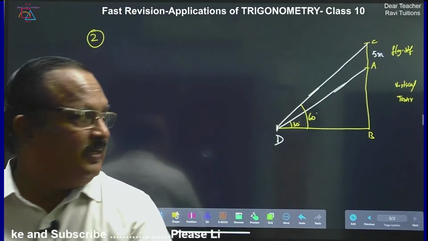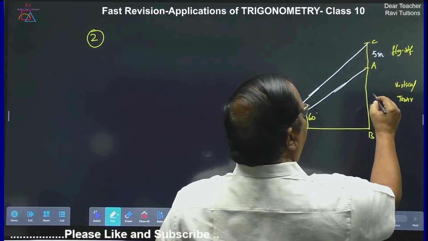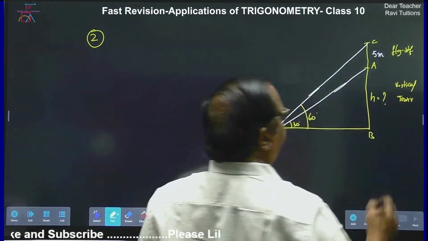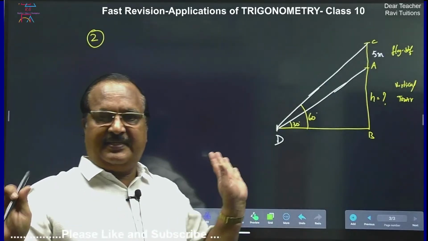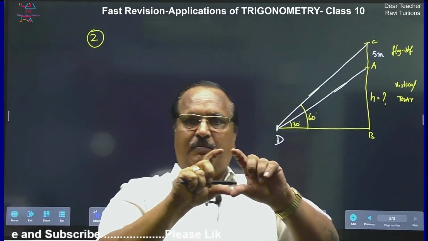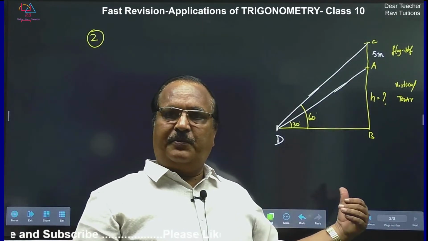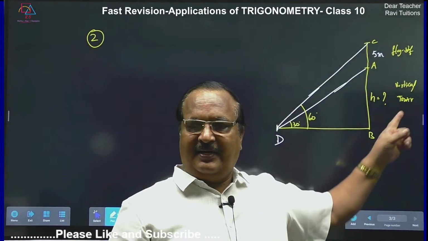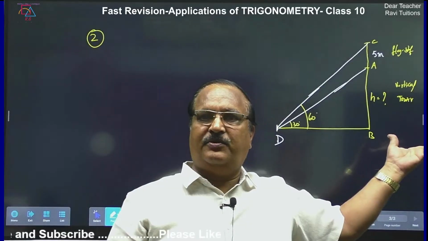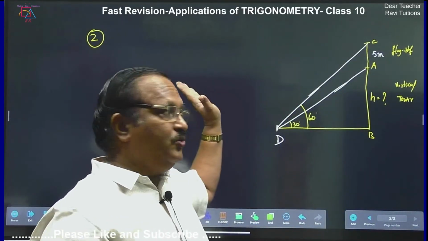So here the height of the tower is h. So we have to find out h. That's it, nothing else is given. My problem reading is over. Along with the reading, I have drawn the figure and I have put what we have to find out. So now let us do it.